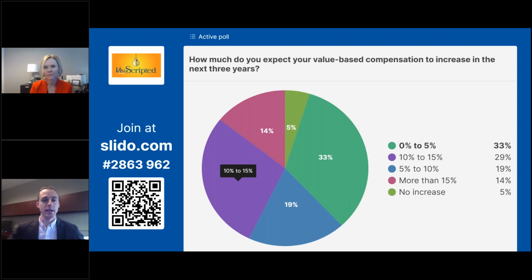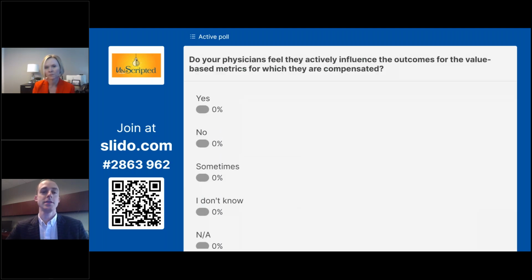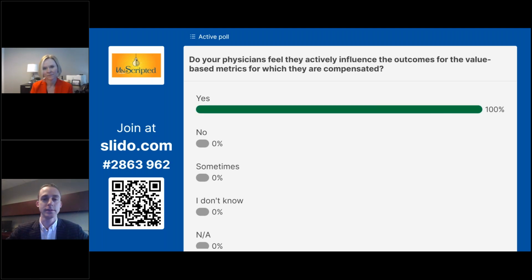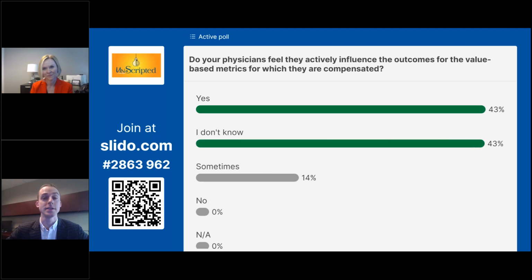So moving on to the next question, do your physicians feel they actively influence the outcomes for the value-based metrics for which they are compensated? This might be a big insight for us into what those smiley faces and emojis looked like, because if the physicians don't feel like they have control over this, they're going to feel meh about the incentives and the dollars themselves.